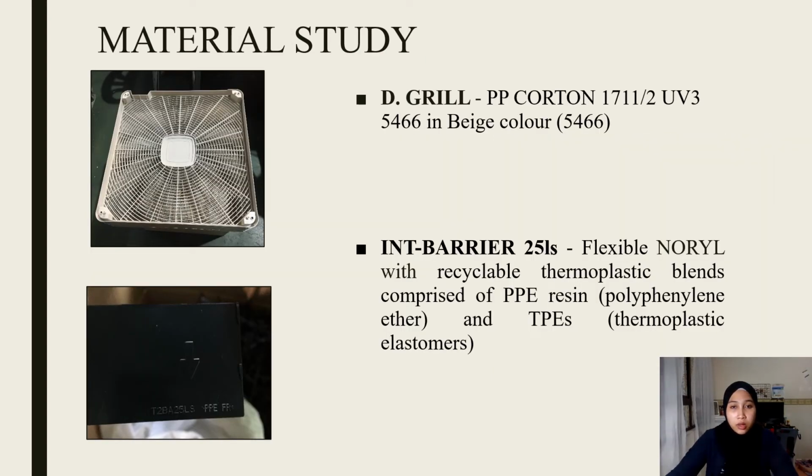This is an example of a plastic part that uses polypropylene and Noryl material. The properties of polypropylene copolymer material are suitable for outdoor use with respect to exposure to ultraviolet, water exposure, and immersion. While for the internal barrier, the flexible Noryl material is mixed with recyclable thermoplastic blends of PPE and thermoplastic elastomer. The material can be recycled for one-time use only. Flexible Noryl resin has low specific gravity with very good non-halogenated flame retardant performance.